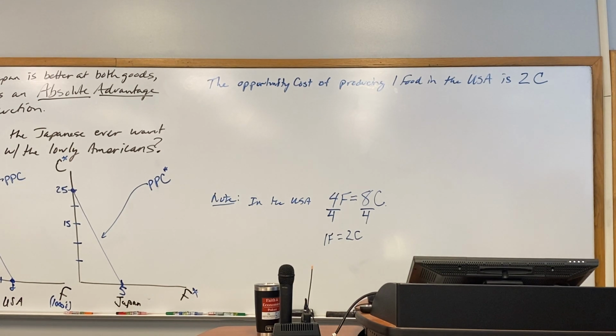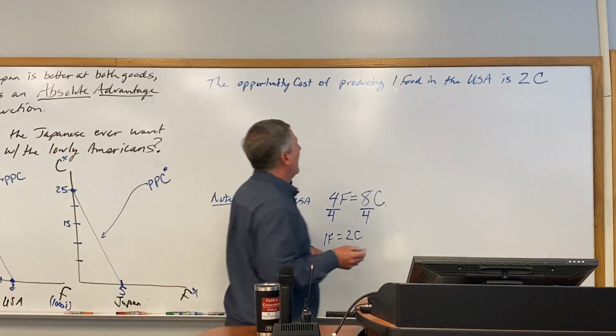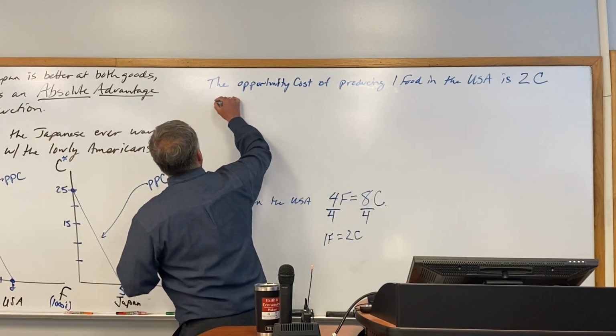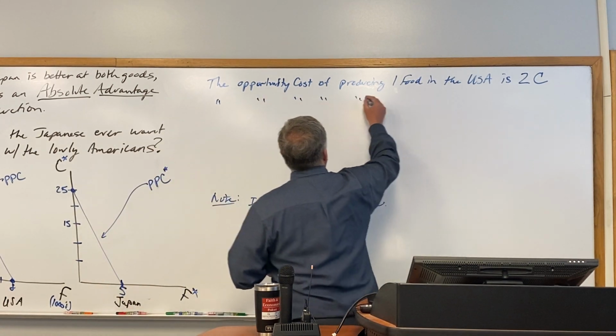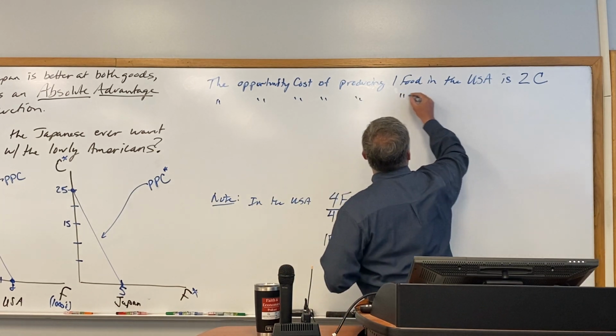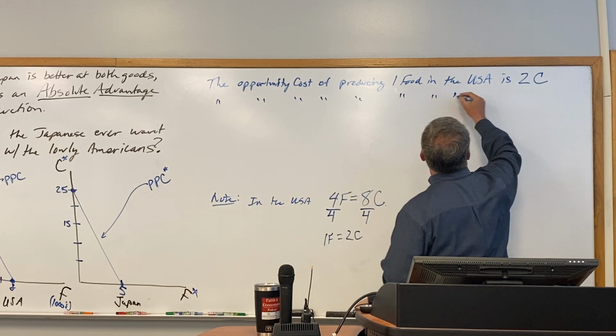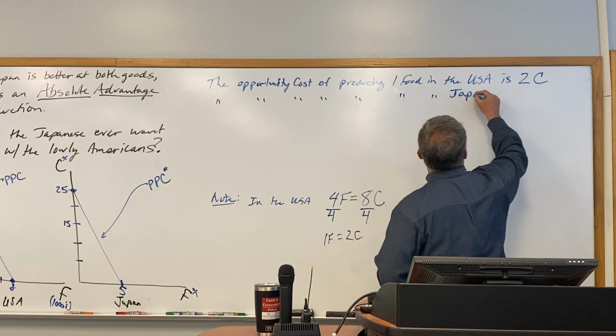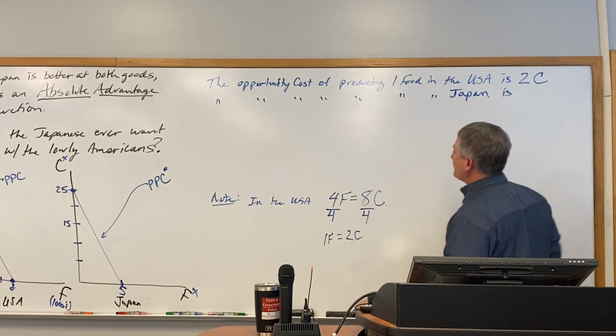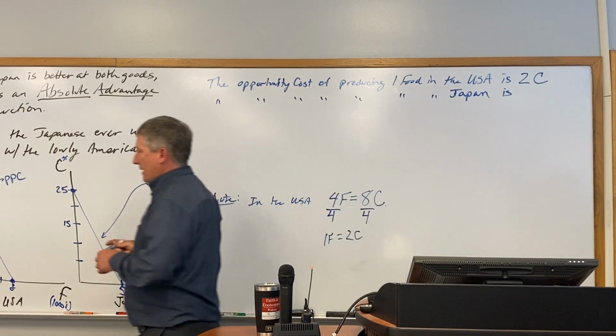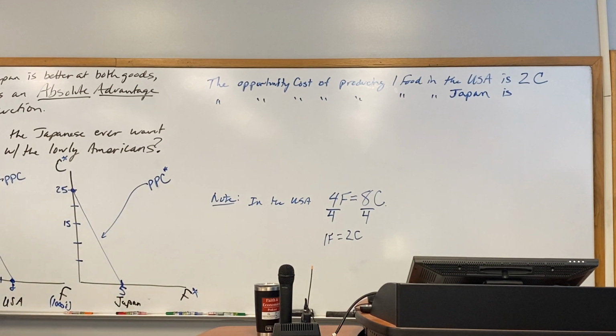All right, any questions on that? I'm going to give you some more practice, so it's probably not a big deal if you've got a question. All right, so what is the opportunity cost of producing 1 food in Japan? What does it cost to make a food in Japan? 5 cars. 5 cars, good.